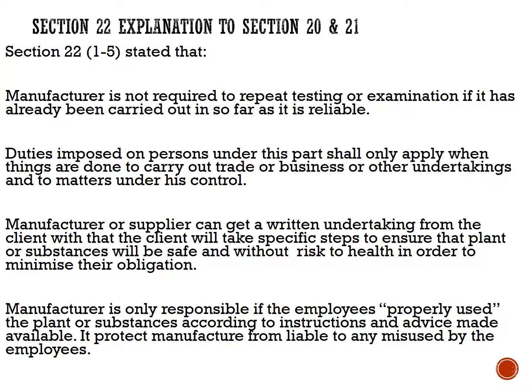Duties imposed on persons under this part shall only apply when things are done to carry out trade or business or other undertakings and to matters under his control. A manufacturer or supplier can get a written undertaking from the client that the client will take specific steps to ensure that plant or substances will be safe and without risk to health, in order to minimize their obligation. The manufacturer is only responsible if the employees properly use the plant or substances according to instruction and advice made available. It protects the manufacturer from liability for any misuse by the employees.